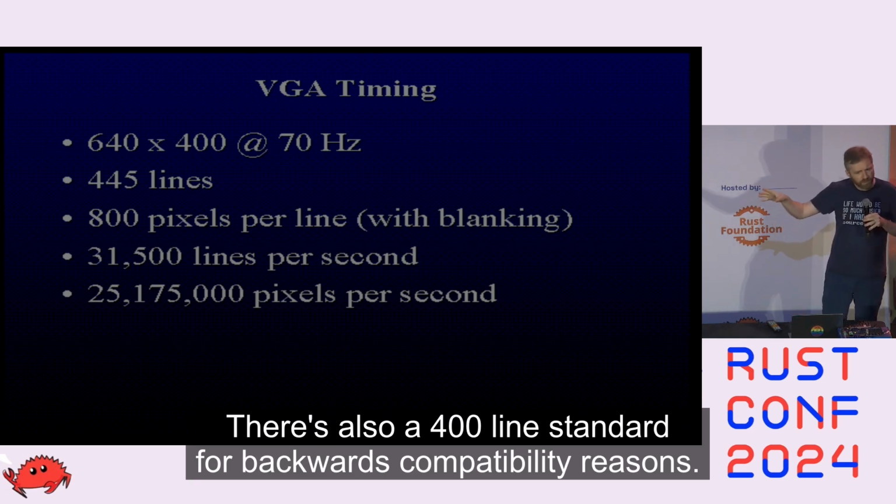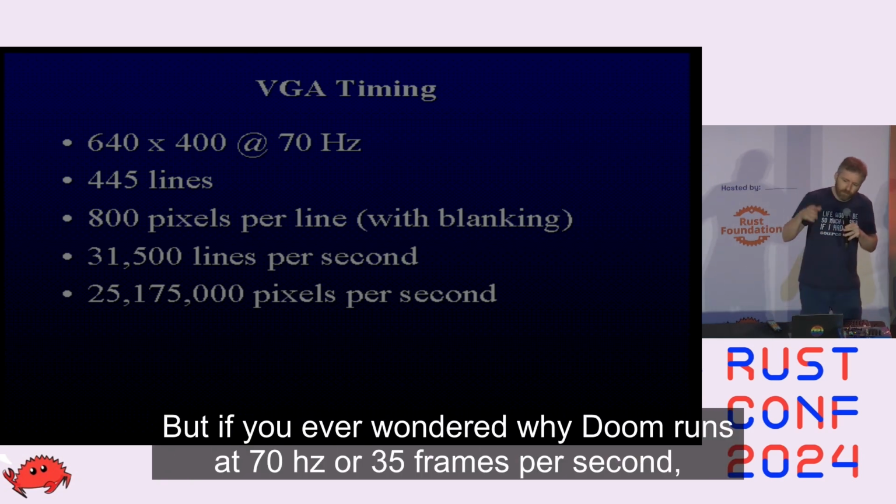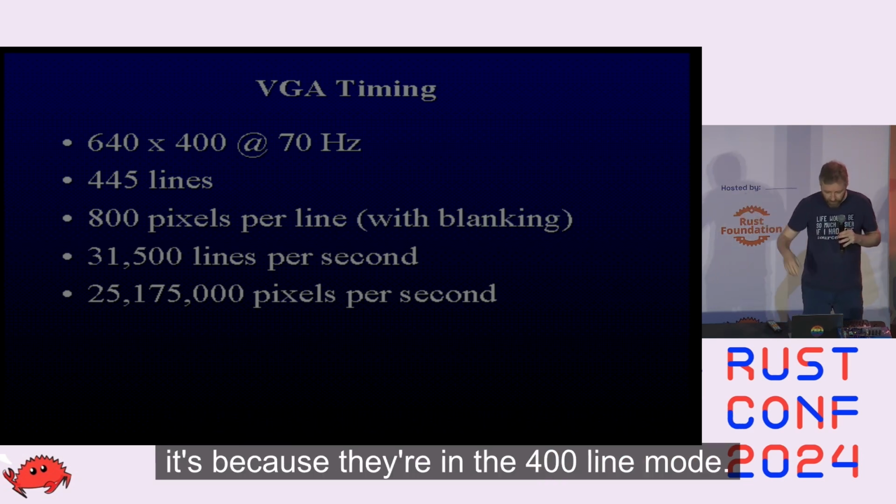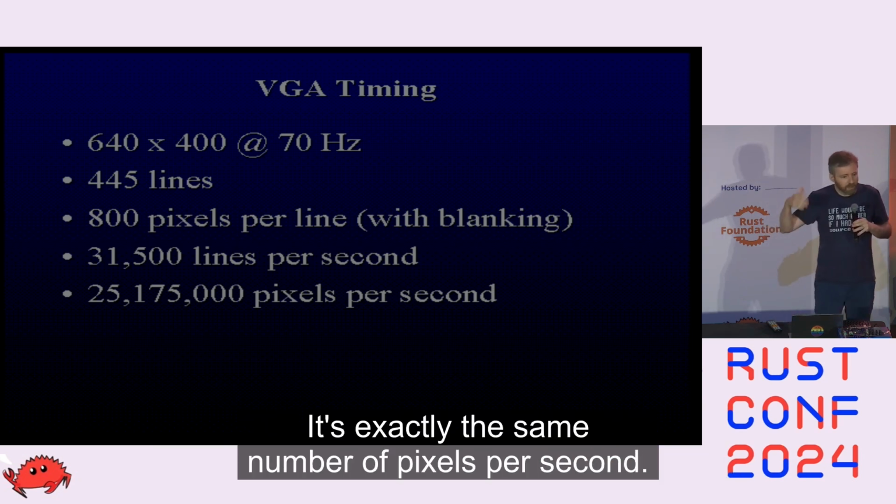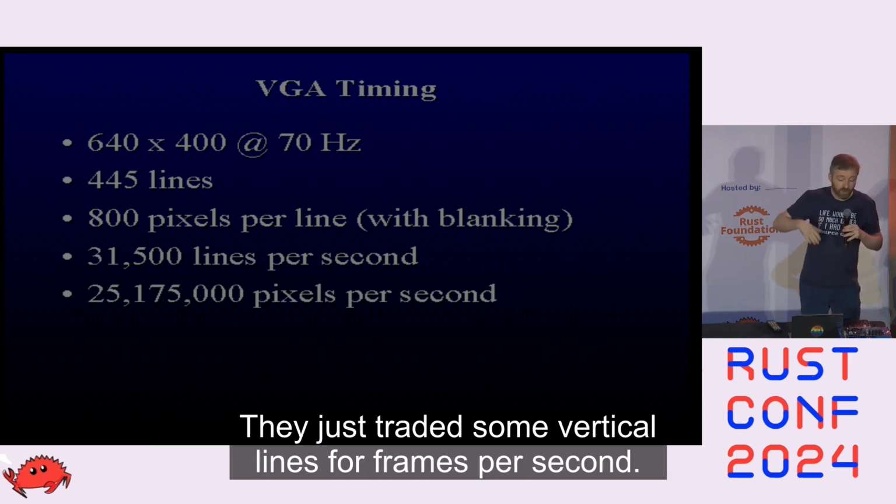There's also a 400-line standard for backwards compatibility reasons, but if you ever wondered why Doom runs at 70 Hertz or 35 frames per second, it's because they're in the 400-line mode. It's exactly the same number of pixels per second, they just traded some vertical lines for frames per second.